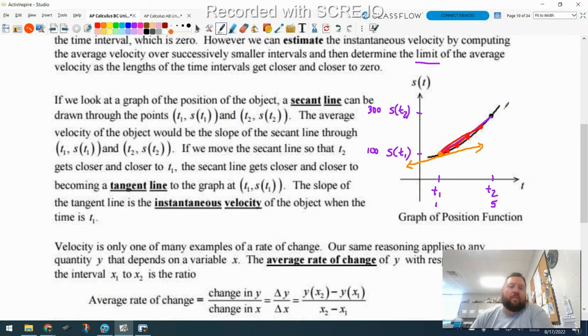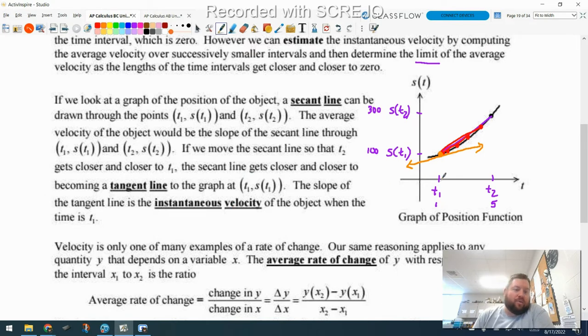It is usually going to be outside the curve, but there are instances where a tangent line could pass through a curve in certain scenarios. But it's going to intersect at only one point, whereas a secant line intersects the curve in 2 points. Okay, and whatever the slope of that tangent line is, that is the instantaneous velocity.